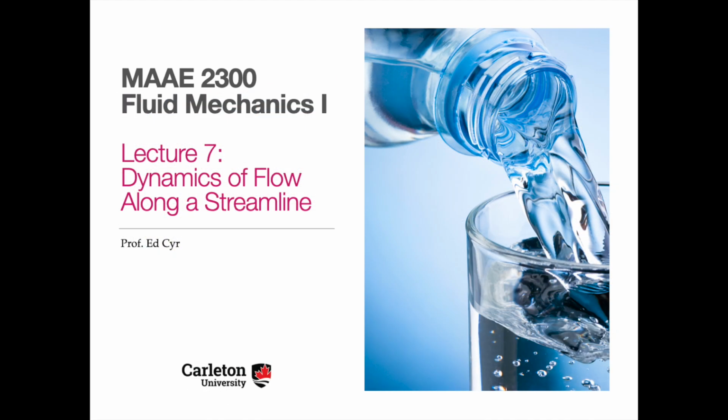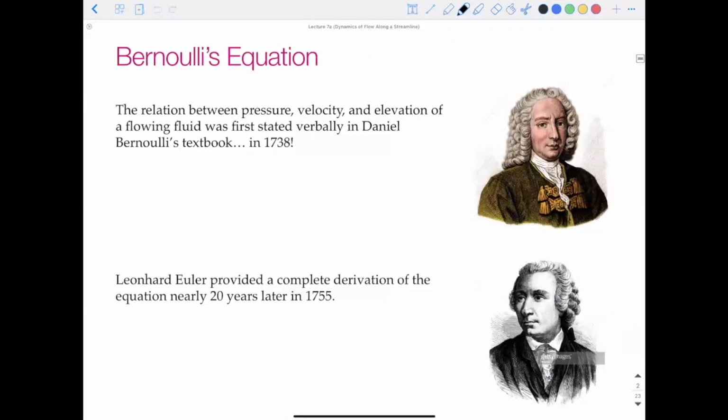So let's get into today, which is all about Bernoulli and Leonard Euler as well, actually, and their equations that describe flow dynamics or properties or conditions of flow along a streamline. So Bernoulli was the first to verbalize, I guess, or say out loud, as it says here, the relationship between the pressure, velocity, and the elevation of a flowing fluid. And this is in his textbook back in 1738. So it's been around for a while.